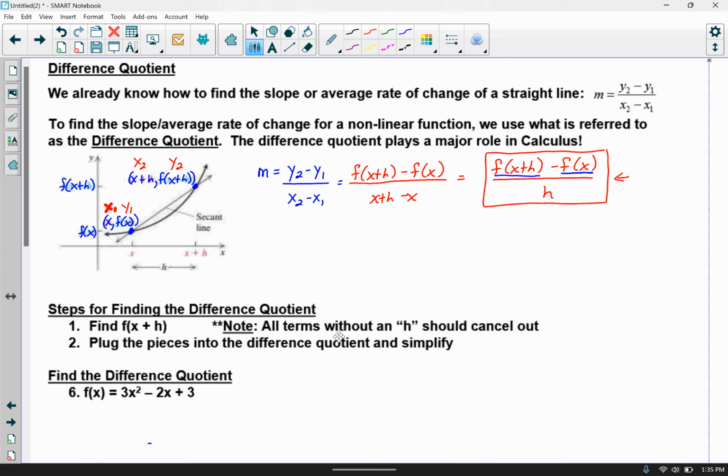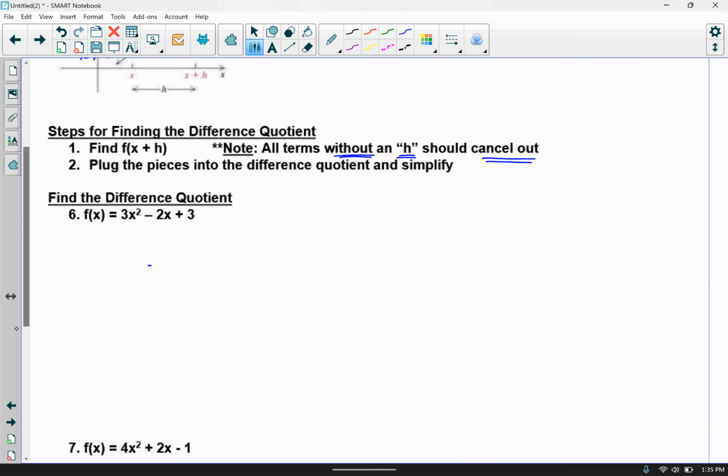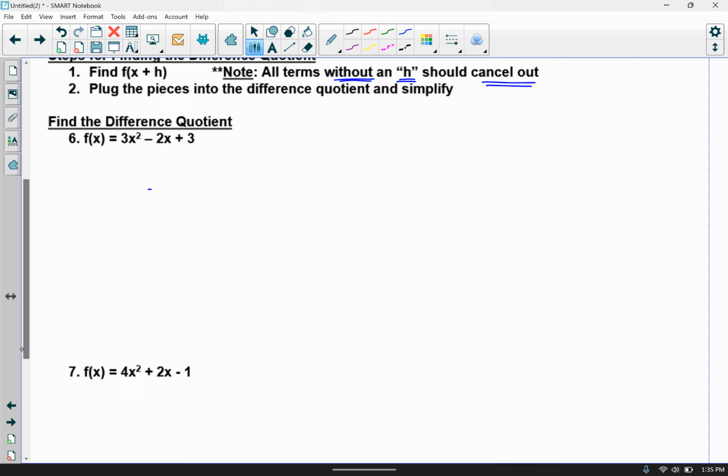I did put a note up here. Every term that does not have an h, so without an h, should cancel out, okay? I'm actually going to do example 6 and 7 with you down here below. I would recommend, though, that you obviously come here and do example 6 with me. You try example 7 on your own. You get stuck, come back and watch the video, all right?